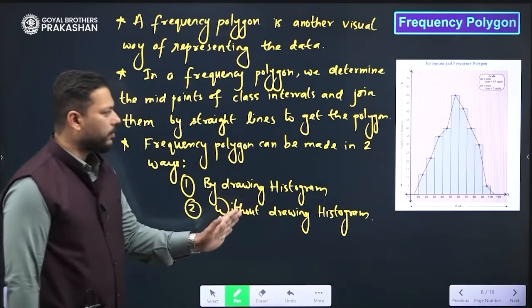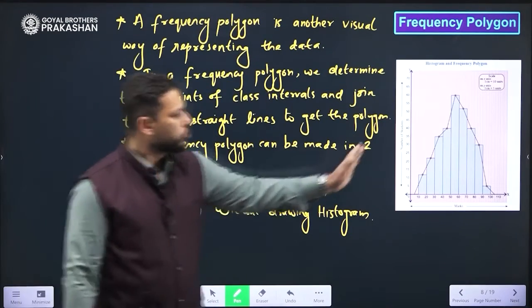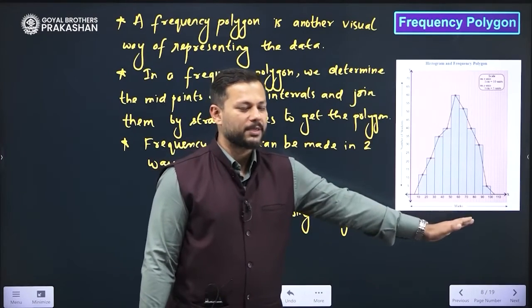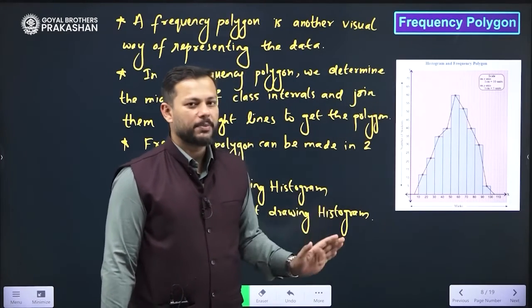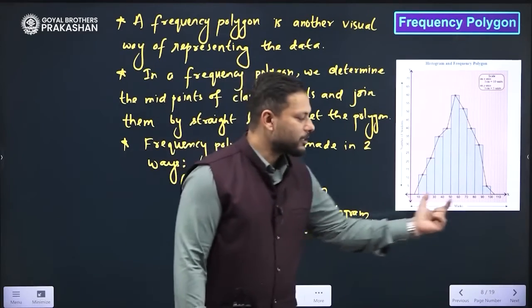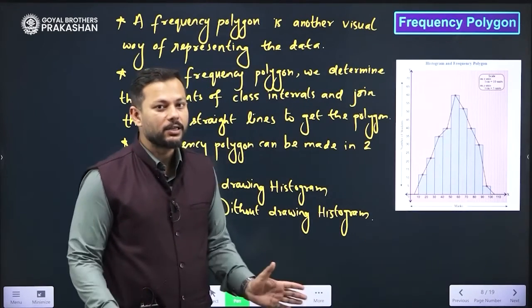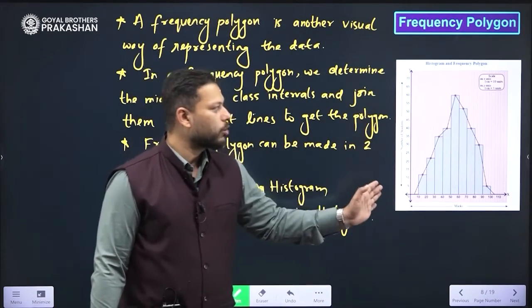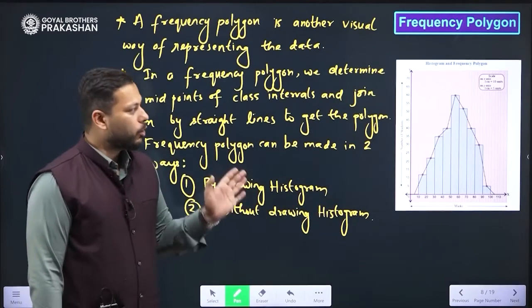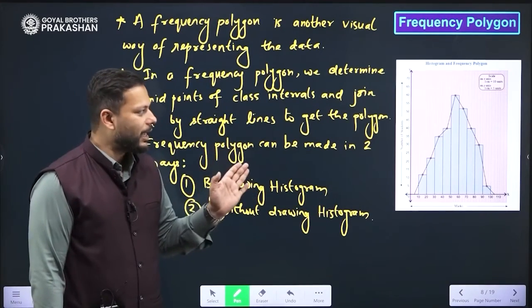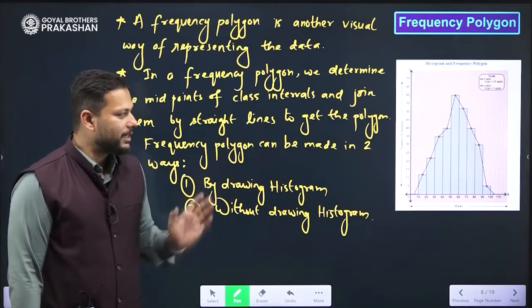Right? So here again we are going to have two mutually perpendicular lines. One will represent the x-axis, the other will represent the y-axis. On the x-axis we are going to write class intervals, and on the y-axis we are going to represent the frequencies. We are going to take a suitable scale for each axis to represent the data.